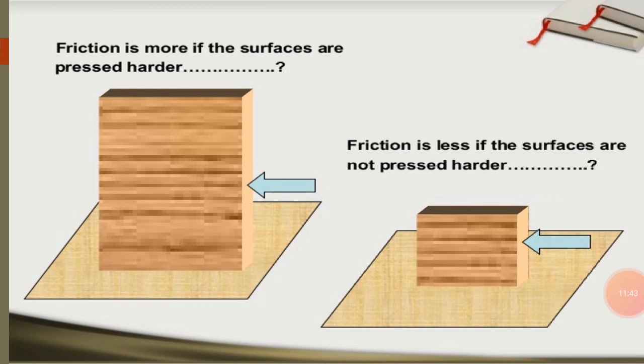Now I am going to give you one example. Suppose we have two boxes of the same size, but one box is light and the other box is heavy. If we push the two boxes on the floor one by one, we will find that we have to apply only a small force to make the lighter box move, but a larger force has to be applied to make the heavier box move. This shows that there is less friction between the light box and the floor, but much more friction between the heavy box and the floor.